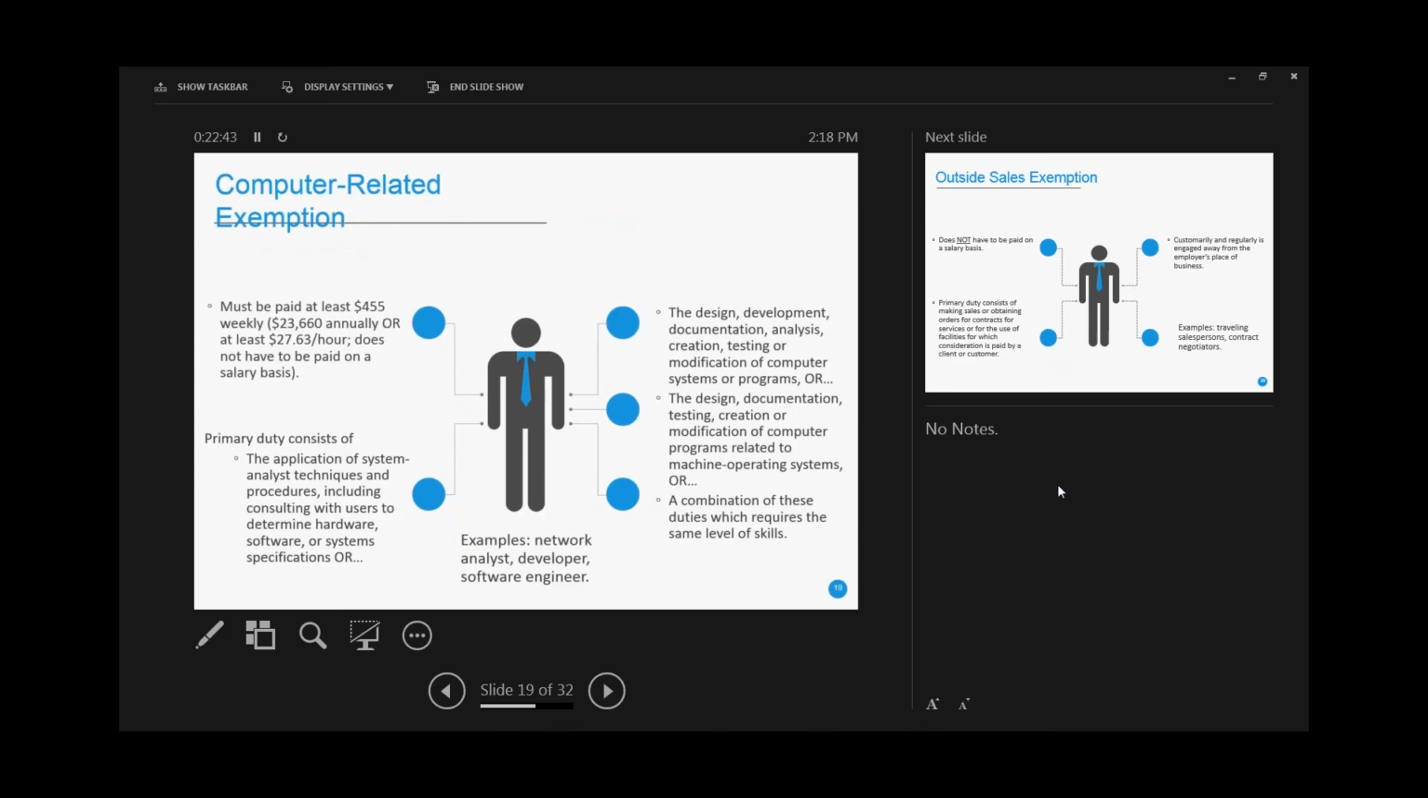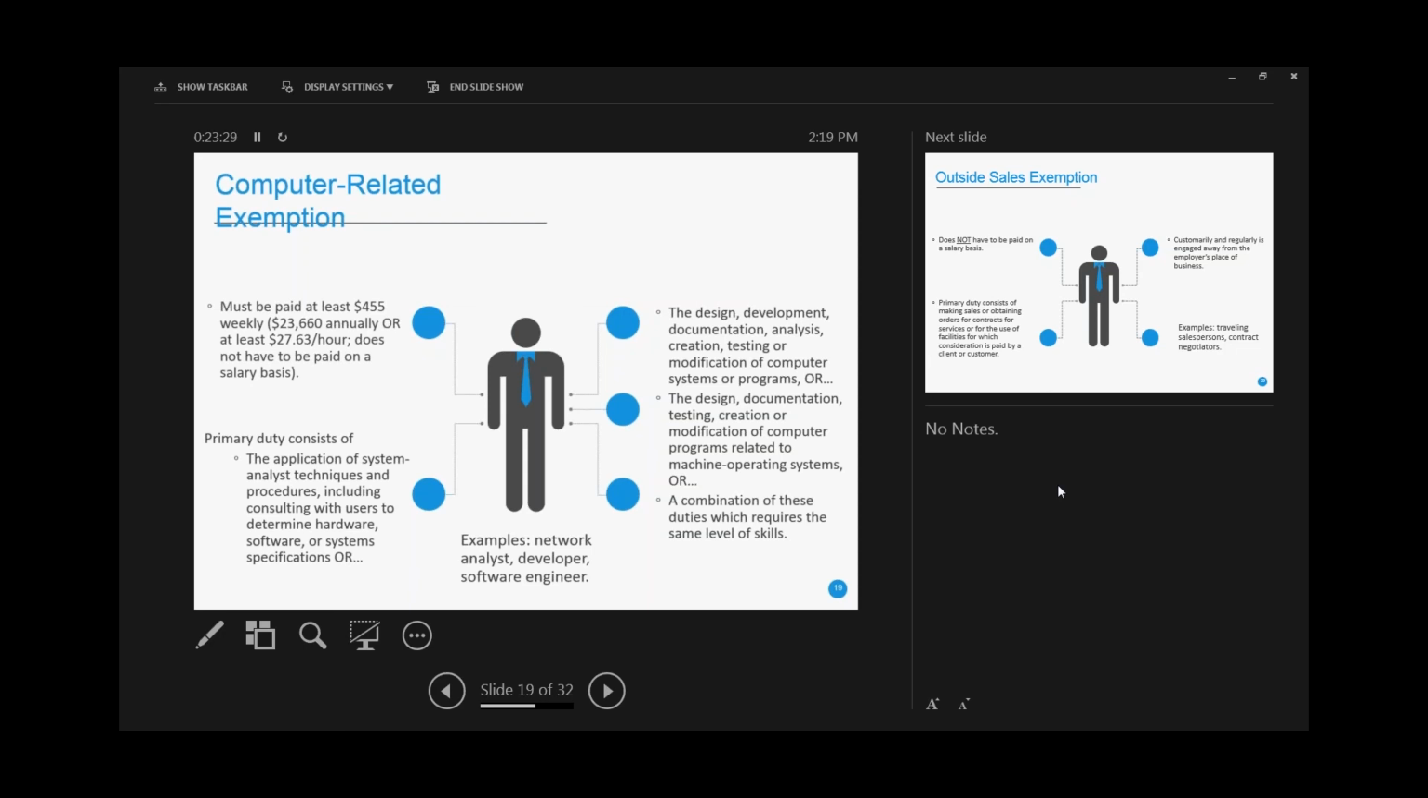So the computer-related exemption: the primary duty of the employee being considered for this exemption consists of the application of systems analysis techniques and procedures, including consulting with users to determine hardware, software, or system specifications, or the design, development, documentation, analysis, creation, testing, or modification of computer systems or programs, or the design, documentation, testing, creation, or modification of computer programs related to machine operating systems, or a combination of these duties which requires the same level of skills. Examples of positions considered to have the computer-related exemption are network analyst, developer, and software engineer.